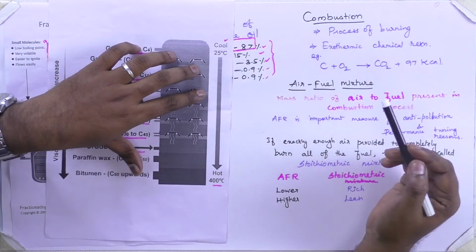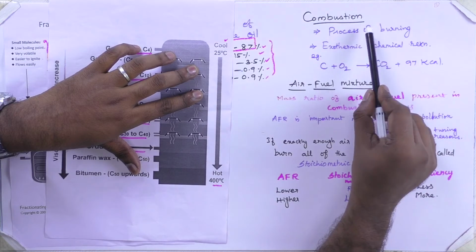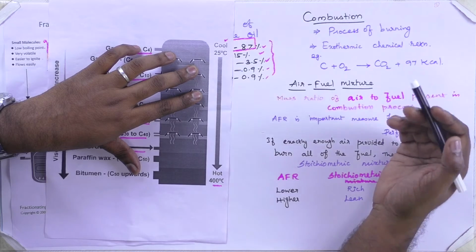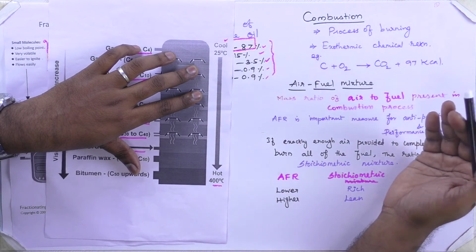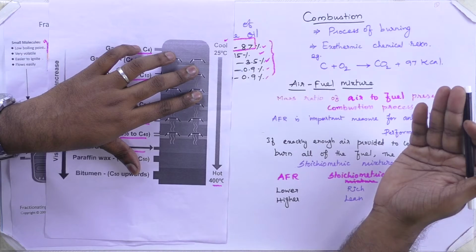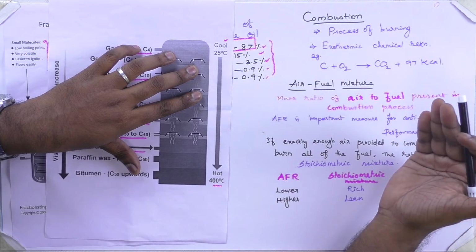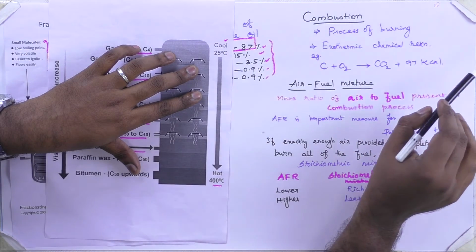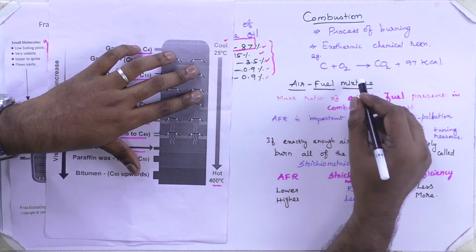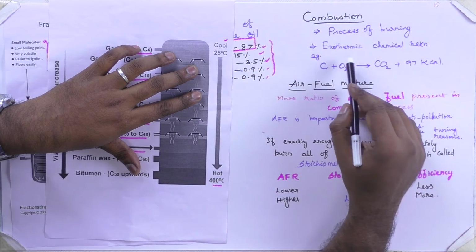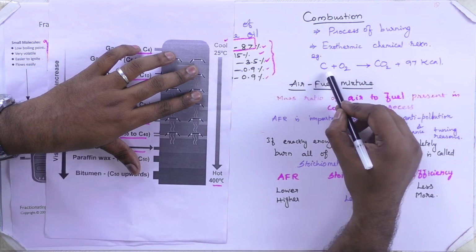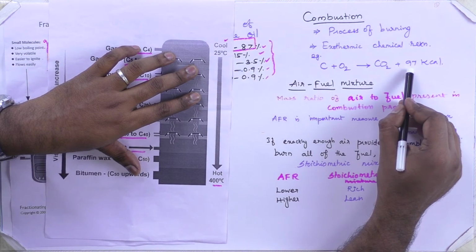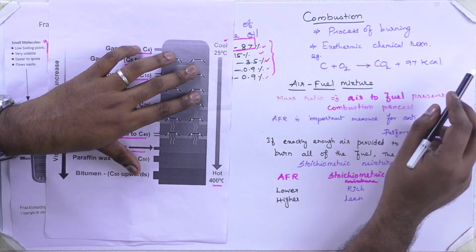Then we move on to combustion. Combustion is a process of burning in presence of oxygen. Whatever the material, if it undergoes burning in presence of oxygen, it is called combustion. It is an exothermic chemical reaction. For example, carbon plus oxygen gives carbon dioxide with the release of 97 kilocalories of energy.